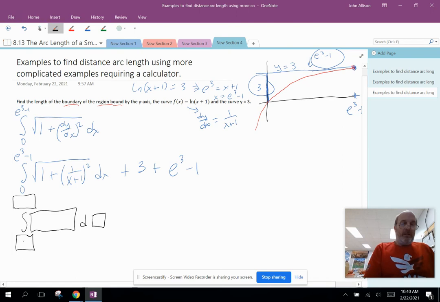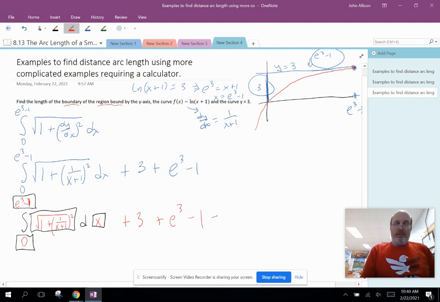So I'm going to type those in as 0, e to the third minus 1, then square root 1 plus, sorry about that, 1 over x plus 1 squared, and then dx. Then I'm going to add 3 plus e to the third minus 1, or you could add 2 plus e to the third. This is the expression I'm going to type in my calculator now. So math 9, lower limit 0, upper limit e to the third minus 1.